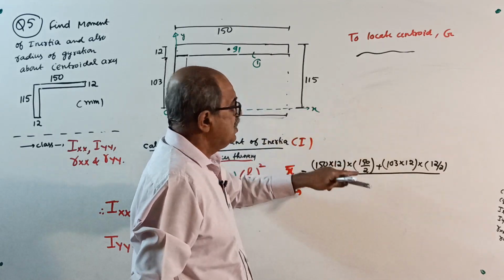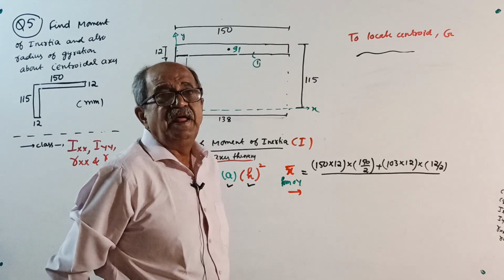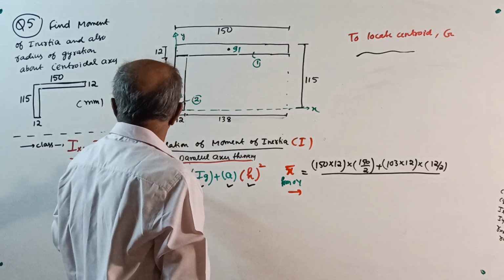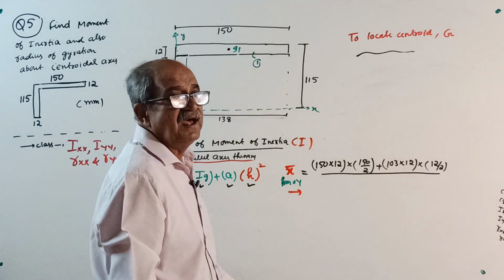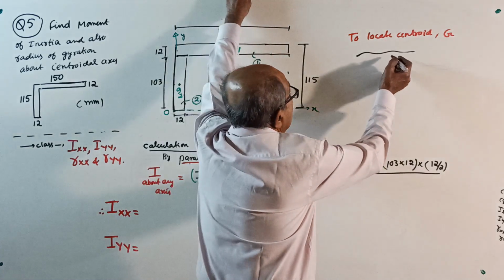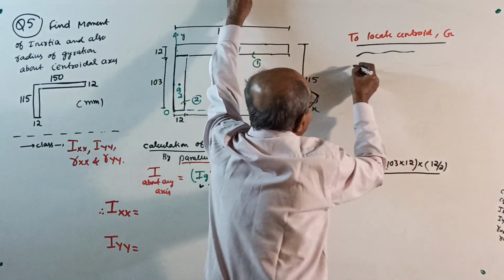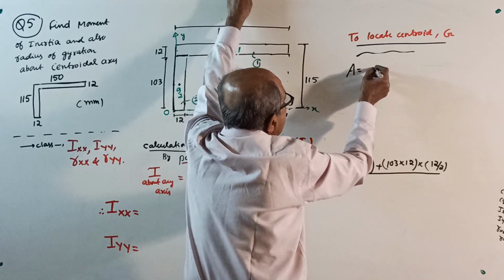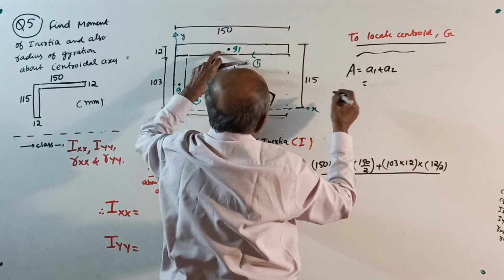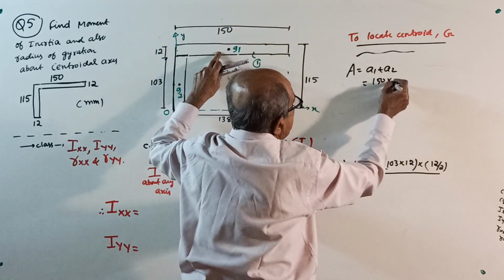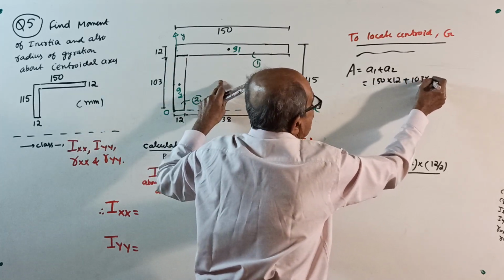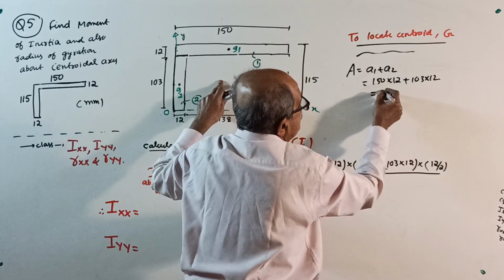For x bar you require the total area. For y bar you require the total area. For radius of gyration, again you require the total area. Therefore, instead of wasting time everywhere, you write somewhere here: to locate centroid G, total area A equals A1 plus A2, equals 150 by 12 plus 103 by 12. If you write that way, it is useful for you.